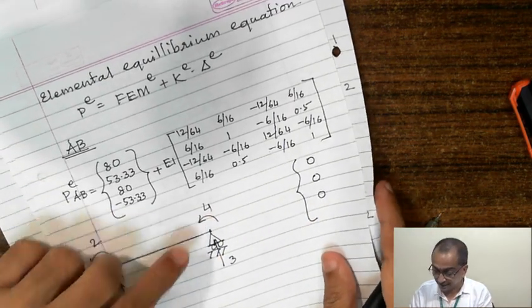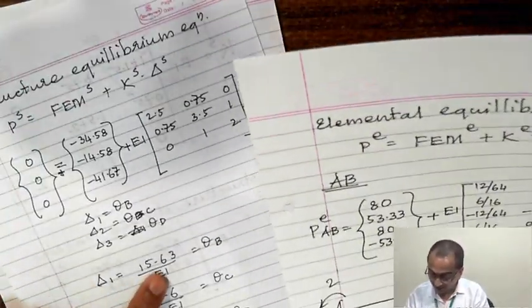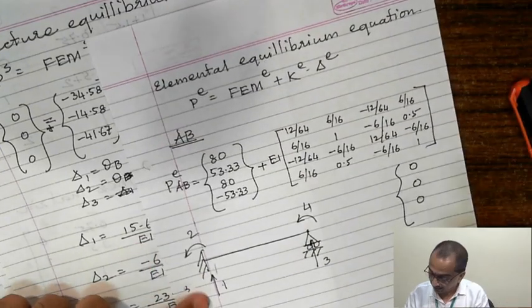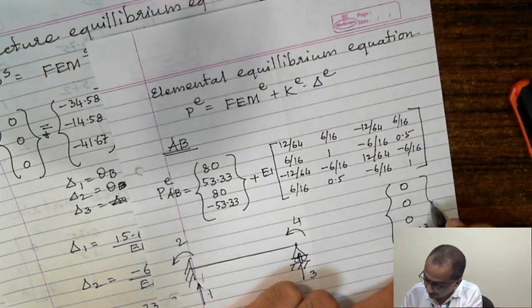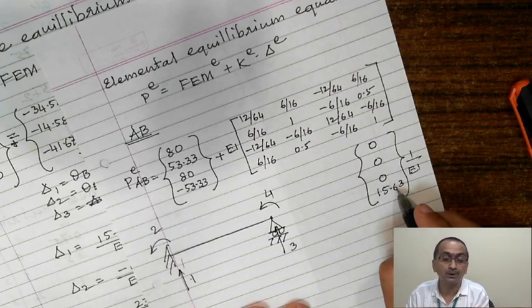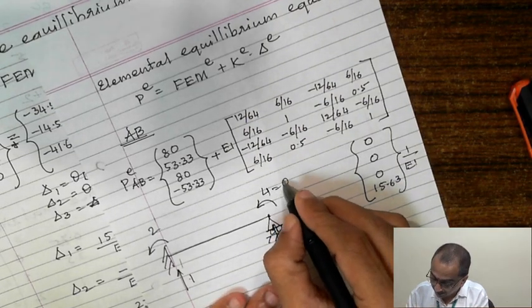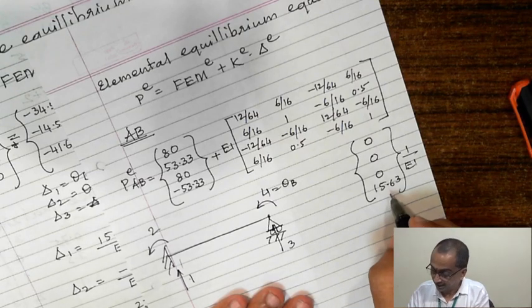So this delta 4 is nothing but theta b, and we have just found the value of theta b, which is 15.63 upon EI. I will take 1 upon EI common. So delta 4 is 15.63. Delta 4 is nothing but theta b. Everybody agree with this? So I have calculated delta 4 as 15.63.